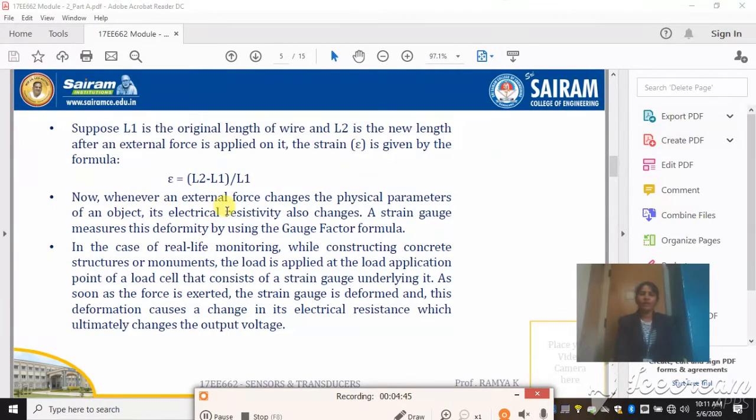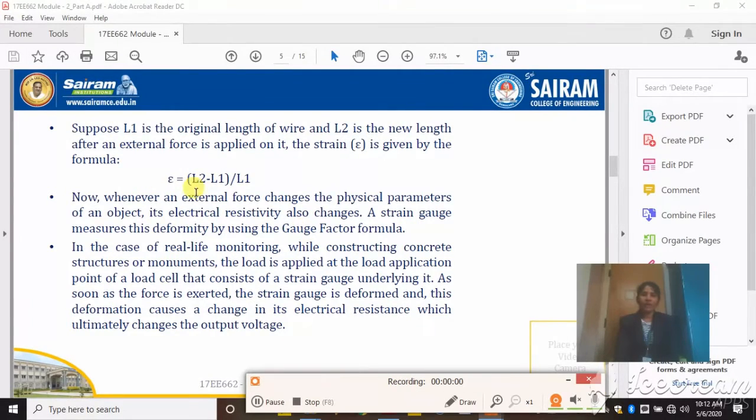Now whenever you are applying an external force, the physical parameter changes. When the physical parameter is getting changed, there will be a change in your resistance. Obviously the strain is also getting changed and it can be measured by using a gauge factor. Therefore, when you apply an external force, the physical parameter, like the length of the conductor, is getting changed, and hence the resistance of the object is also getting changed, and hence the strain is measured by using this formula, the gauge factor formula.